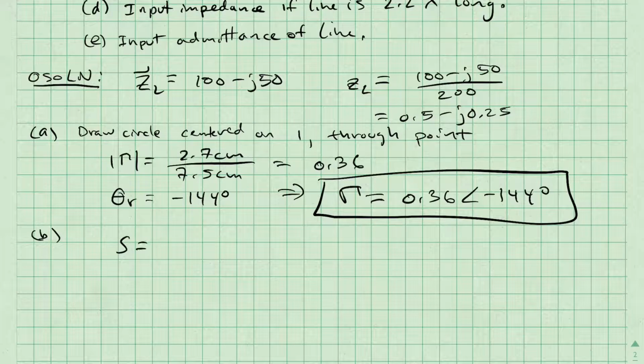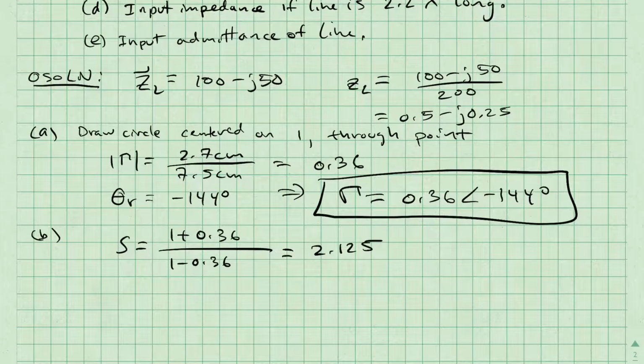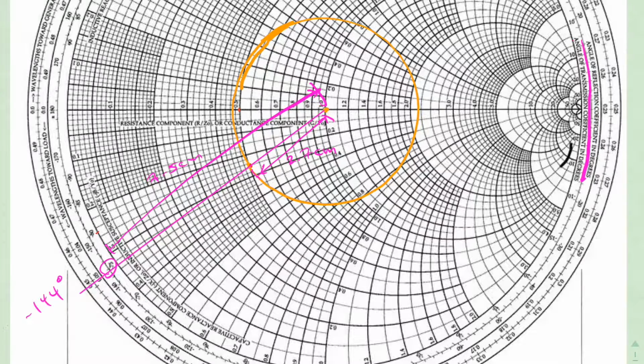In part B, I'll find the voltage standing wave ratio S. I find this by taking 1 plus the magnitude of gamma divided by 1 minus the magnitude of gamma, yielding 2.125. I could also find this on the chart. It's the location where my circle crosses the real axis to the right of 1. It's not that close on my drawing thanks to the sloppy iPad realization.